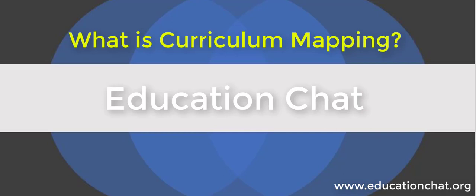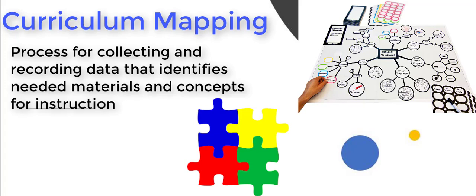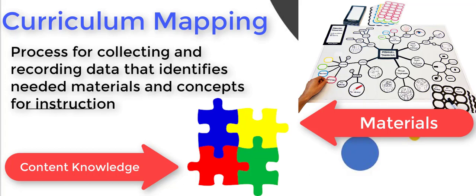Hello, this video is an introduction into curriculum mapping. What is curriculum mapping? Curriculum mapping is a process for collecting and recording curriculum-related data that identifies core skills and content taught, processes employed, and assessments used for each subject area and grade level.